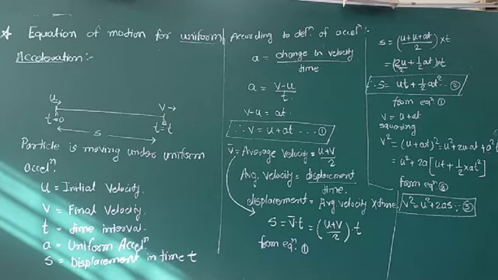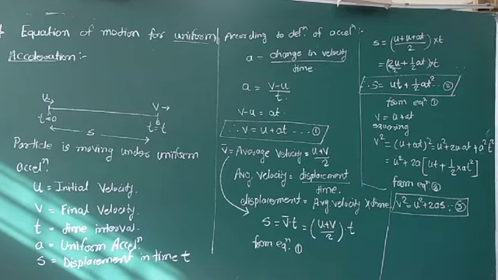But we know that the formula for average velocity is displacement upon time. So displacement is equal to average velocity into time. Therefore s is equal to v bar into t. Substituting the value of average velocity, we get s is equal to ut plus half a t square. This is the second kinematic equation.